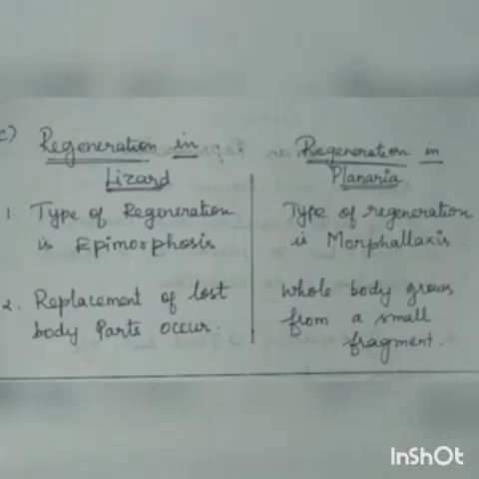Regeneration means producing lost parts of the body. The type of regeneration in lizard is epimorphosis. What is epimorphosis? Replacement of lost body parts occurs in lizard. Whereas in planaria, the type of regeneration is morphallaxis, where the whole body grows from a small fragment. So this is the difference between regeneration in lizard and planaria. In lizard, it is epimorphosis, but in planaria, it is morphallaxis.